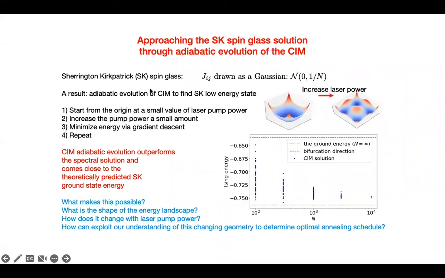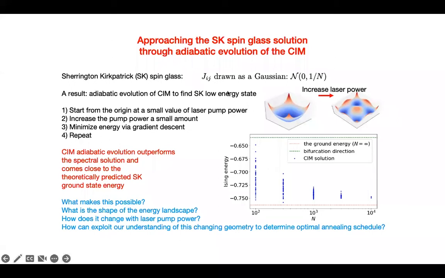So we're going to analyze the system when Jij is just a random Gaussian IID matrix. This is known as the Sherrington-Kirkpatrick spin glass. It's a hard but not very difficult optimization problem. By hard I mean it's slow for simulated annealing, for example.